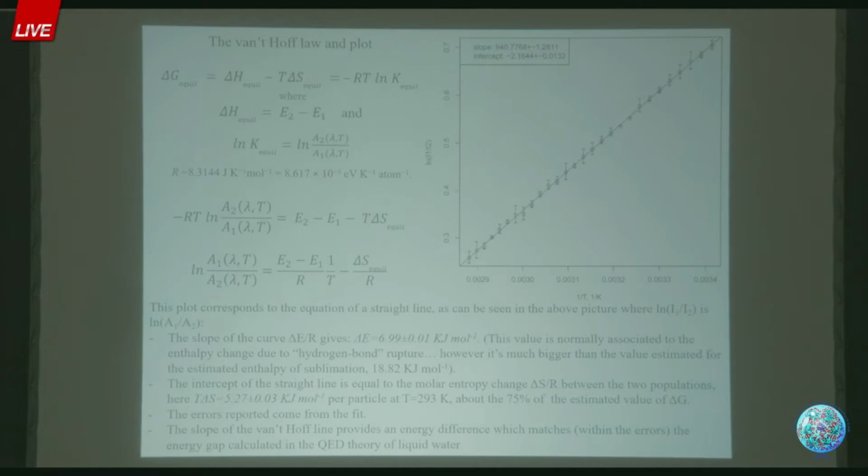The first is that this value, which represents the difference in energy between the two states, is pretty comparable with the quantum electrodynamics prediction. And the other interesting aspect is that almost 75% of this energy difference is entropic, pertaining to entropic differences. So it means that the two phases have a very different degree of order.